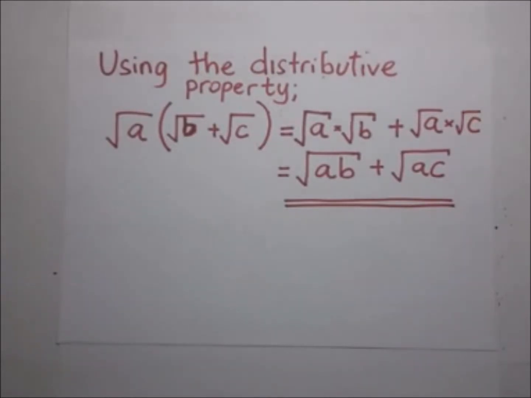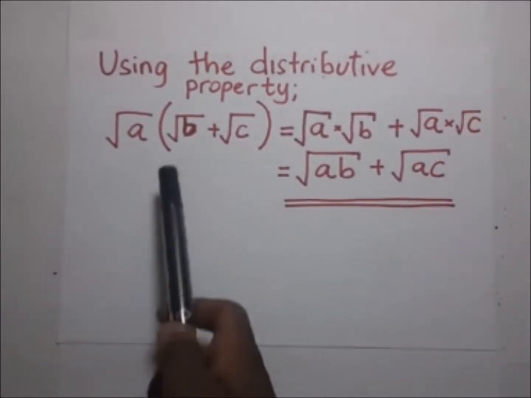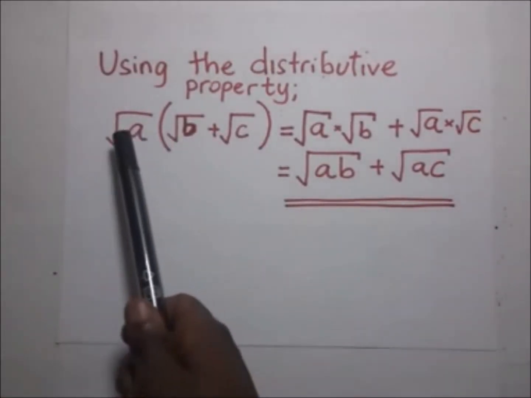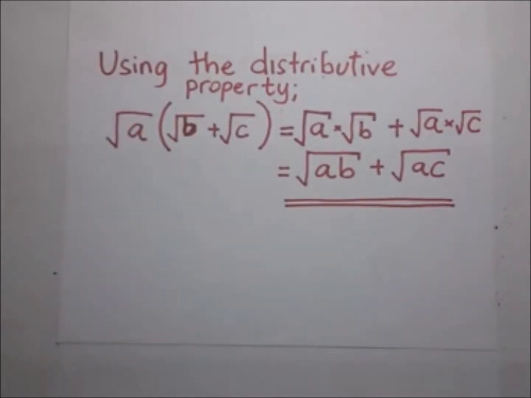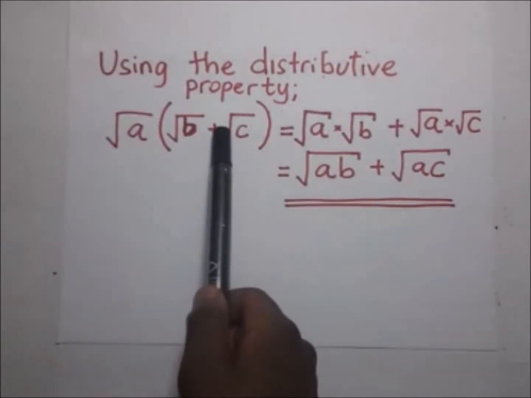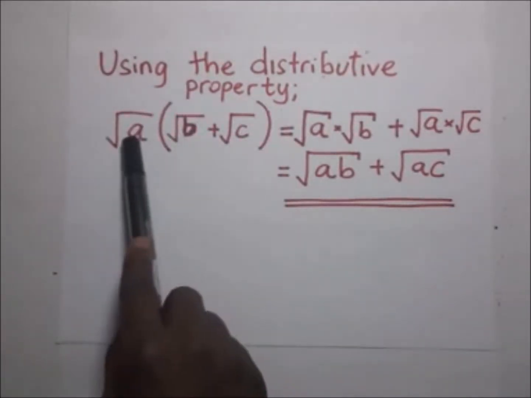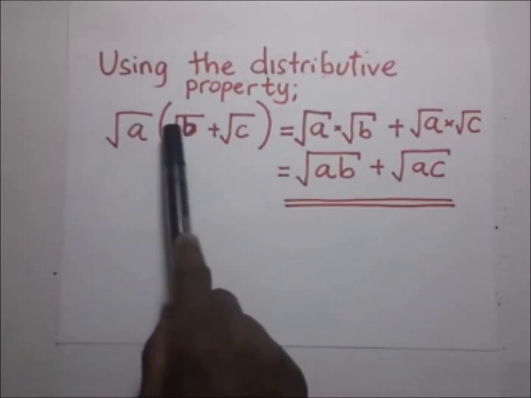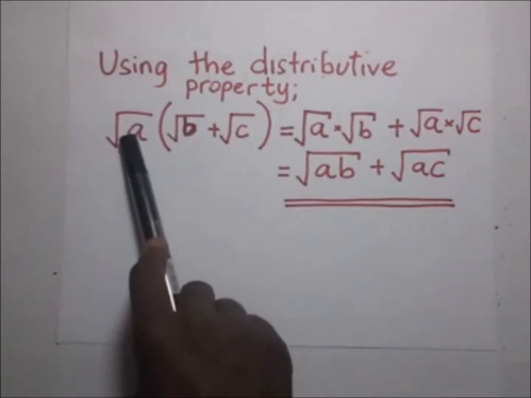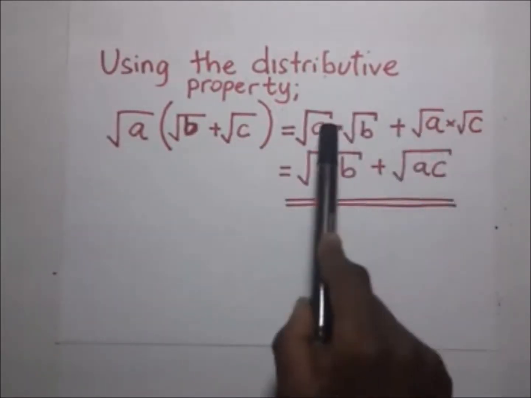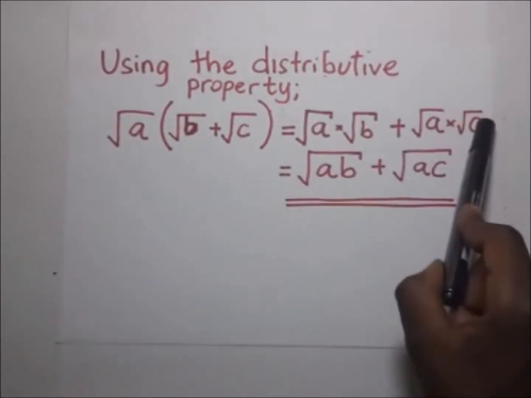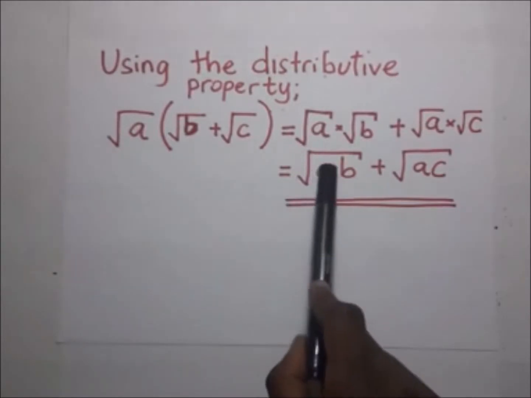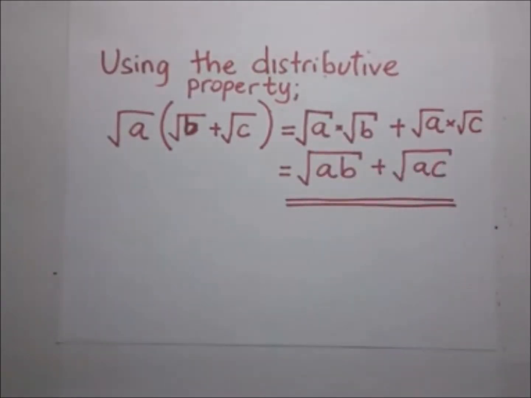Now going on to use the distributive property, supposing we have a surd that is outside the brackets and we are required to open brackets just like the way it is done in algebra. We shall do it in the same way. We have root of b plus root of c inside the brackets and root of a outside. So to open the brackets, it's going to be root of a times root of b, then root of a times root of c, which is this step. Root of a times root of b plus root of a times root of c, and we shall end up with root of ab plus root of ac. We'll do an example still to illustrate this.